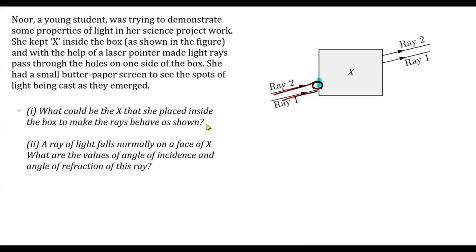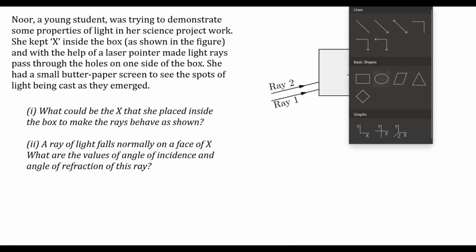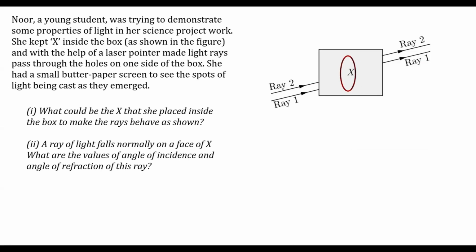What could be the X that she has placed inside the box? First thing is clear that the ray is incident and it is emerging out from here. Clearly, it cannot be a mirror because the mirror would have reflected back the rays in this direction. Now, if I ask you, can it be a convex lens, then you would say that a convex lens will converge the rays of light.